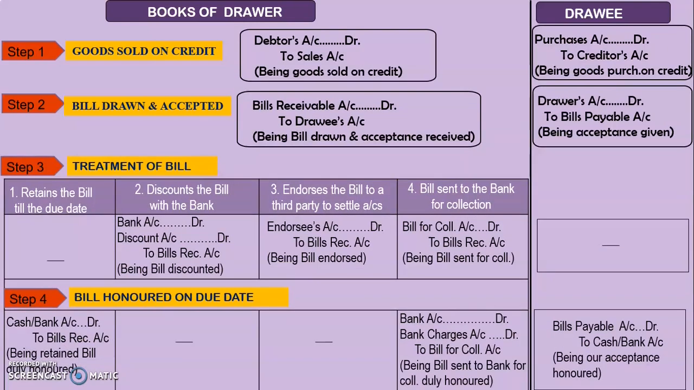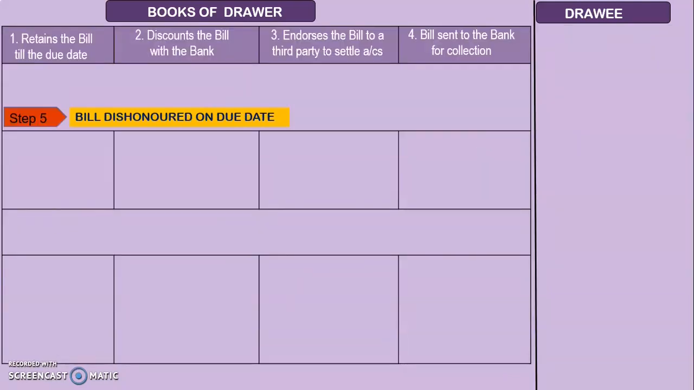Now students, we have to write the narration for each and every entry. So see that you write narration for each and every journal entry. Now let's proceed further and see the entries when the bill is dishonored on the due date.